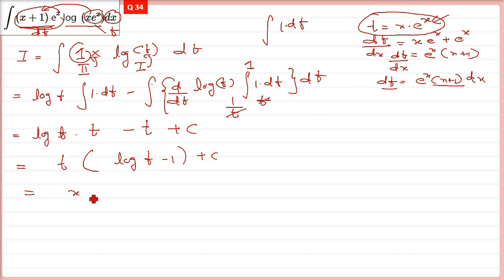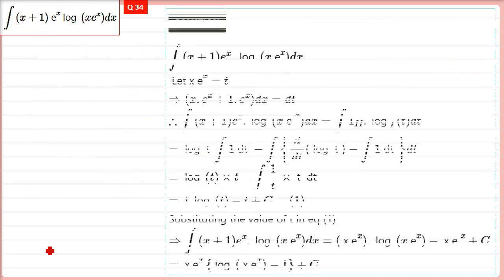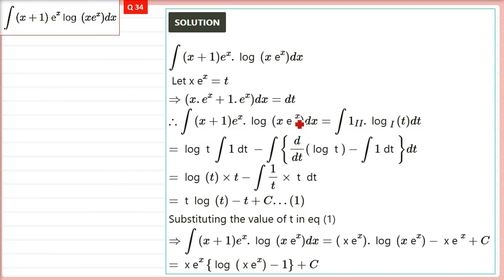Now replacement, t is x into e raise x. This is log, in the place of t, write x into e raise x minus 1. Let me change the bracket in order to show you the clear separation between these two. And then of course with a constant of integration. That is your final answer. Now this is the result, and these are the step-by-step explanations which I have already given to you.